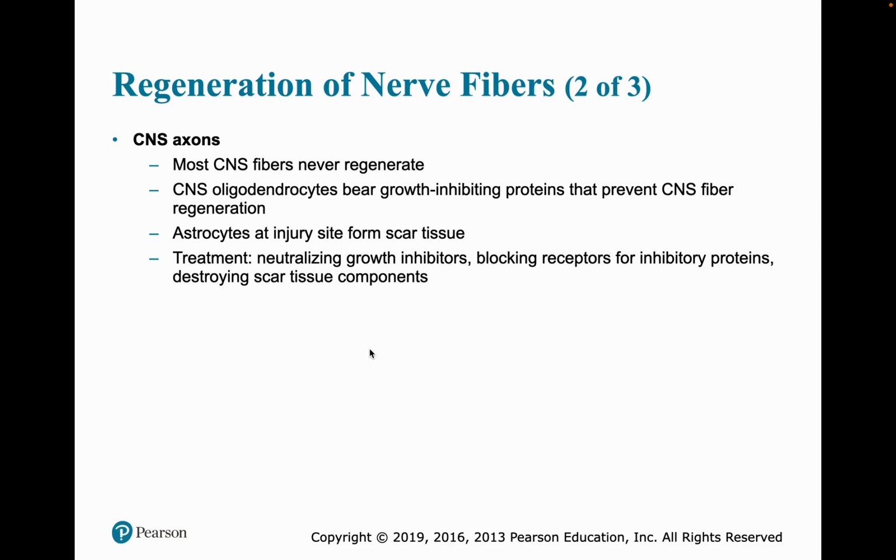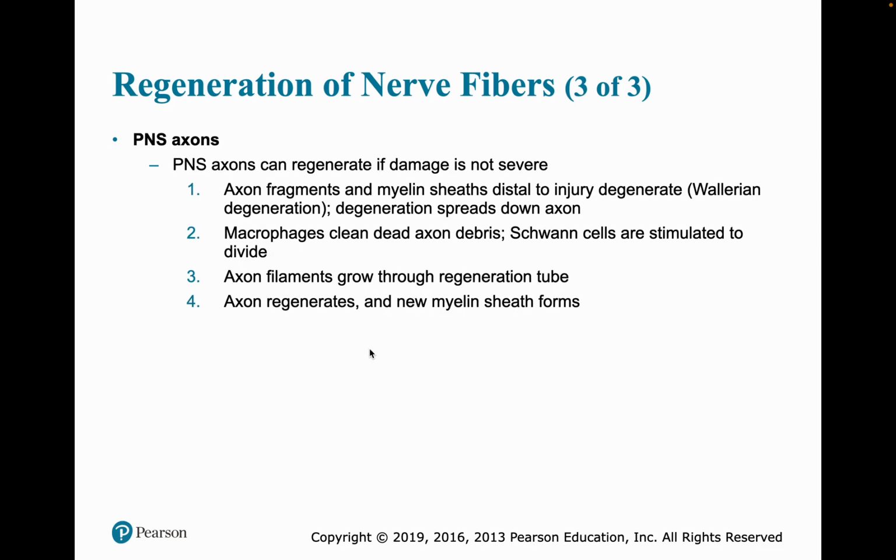Astrocytes at the injury site can form scar tissue. This can be treated with perhaps neutralizing growth-inhibiting proteins, blocking receptors for inhibitory proteins, and destroying scar tissue components. We really don't have the capabilities yet. The peripheral nervous system axons, however, can be regenerated if the damage is not too severe.